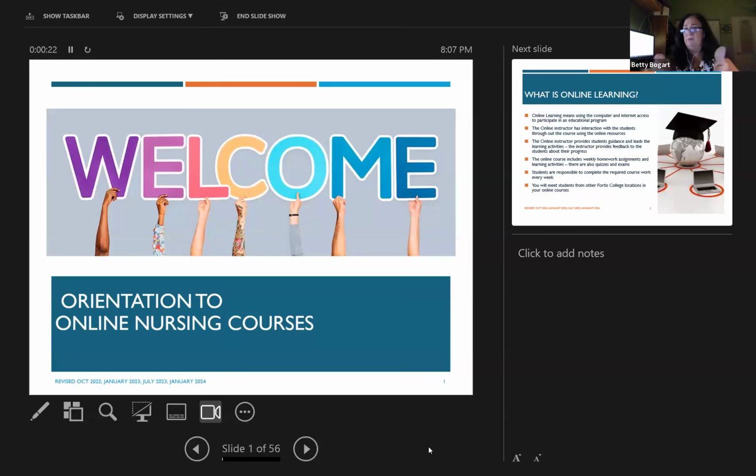I got this new screen thing, and I'm working with it. So hopefully I got it working. I can see in all different corners here.